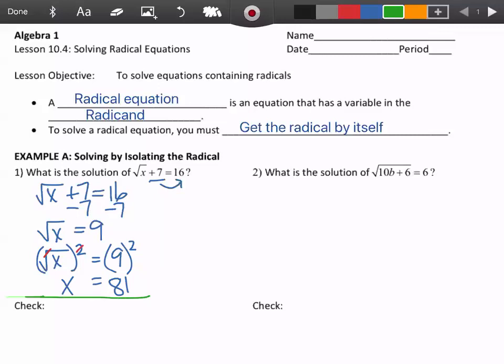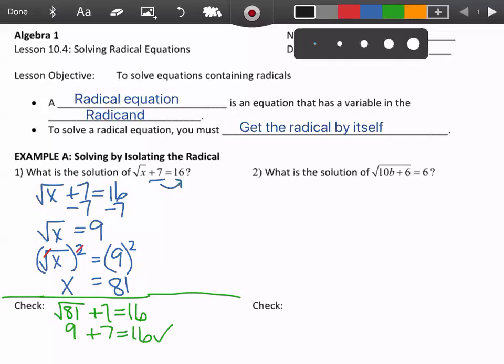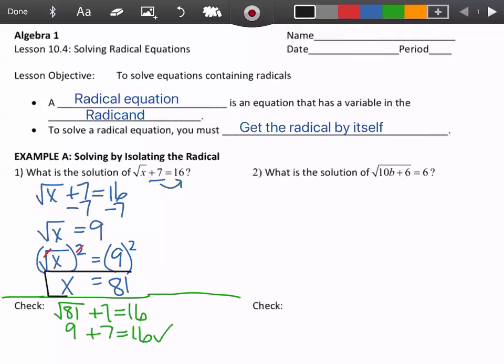To check it, we want to plug it back in. So we will have the square root of 81 plus 7 is equal to 16. Square root of 81 is 9, plus 7 equals 16. We're good. All right, so our final answer here is going to be x equals 81.